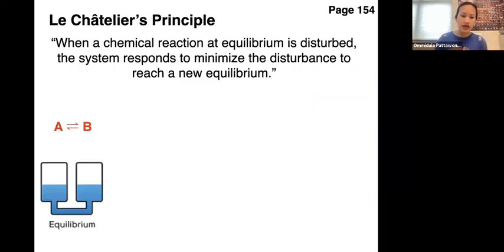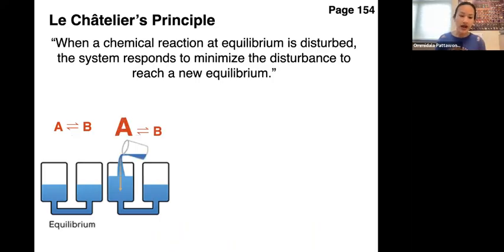So what do I mean by that? Let's take a look at the system A to B. In this case, let's say the system A and B is already at equilibrium. If I disturb this equilibrium by adding more A, so I'm going to add more water to the A side, I'm going to add more A. The system is not at equilibrium anymore, so the system is being disturbed.